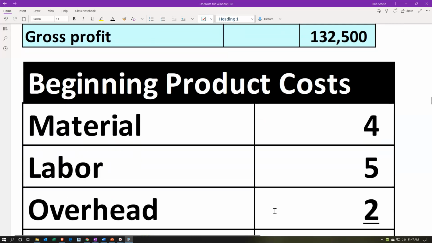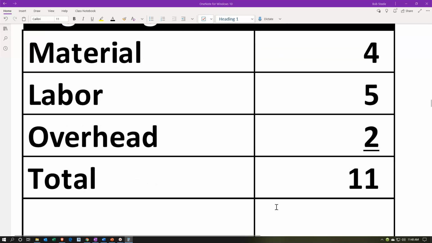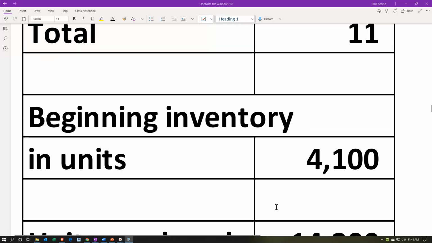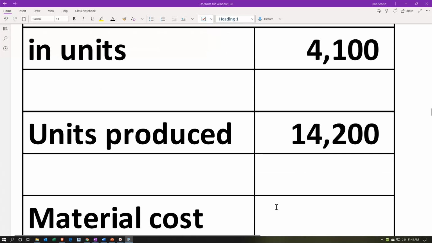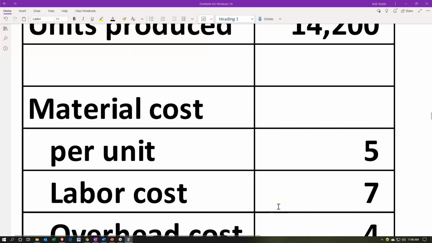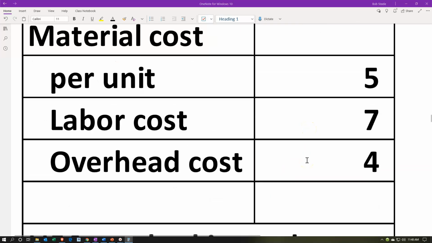So now let's do this again. A similar problem, may not be exactly the same, but a similar problem. And we'll now be looking at the last in, first out. So here's our information. The beginning units now, 4, labor, 5, overhead, 2, total then per unit, 11. Beginning inventory in units, we had 4,100 units in beginning inventory. Units then produced in the time period, 14,200. The cost now for them is $5 for the material, $7 labor, overhead, $4.